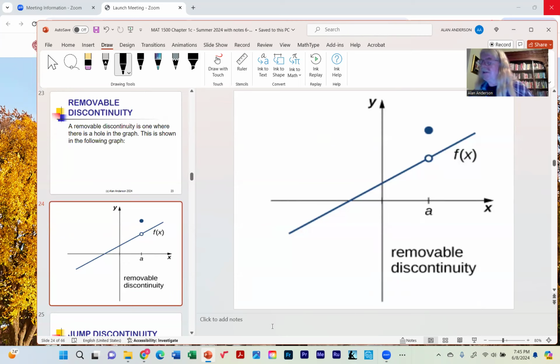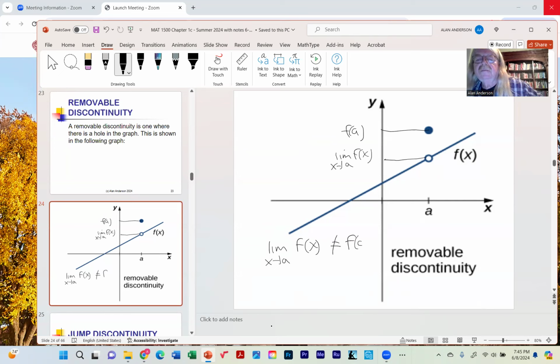Now remember, this is discontinuous because here's the limit, and here's f of a, and they're not equal to each other. All right. So, but the name that we associate with this is a removable discontinuity.